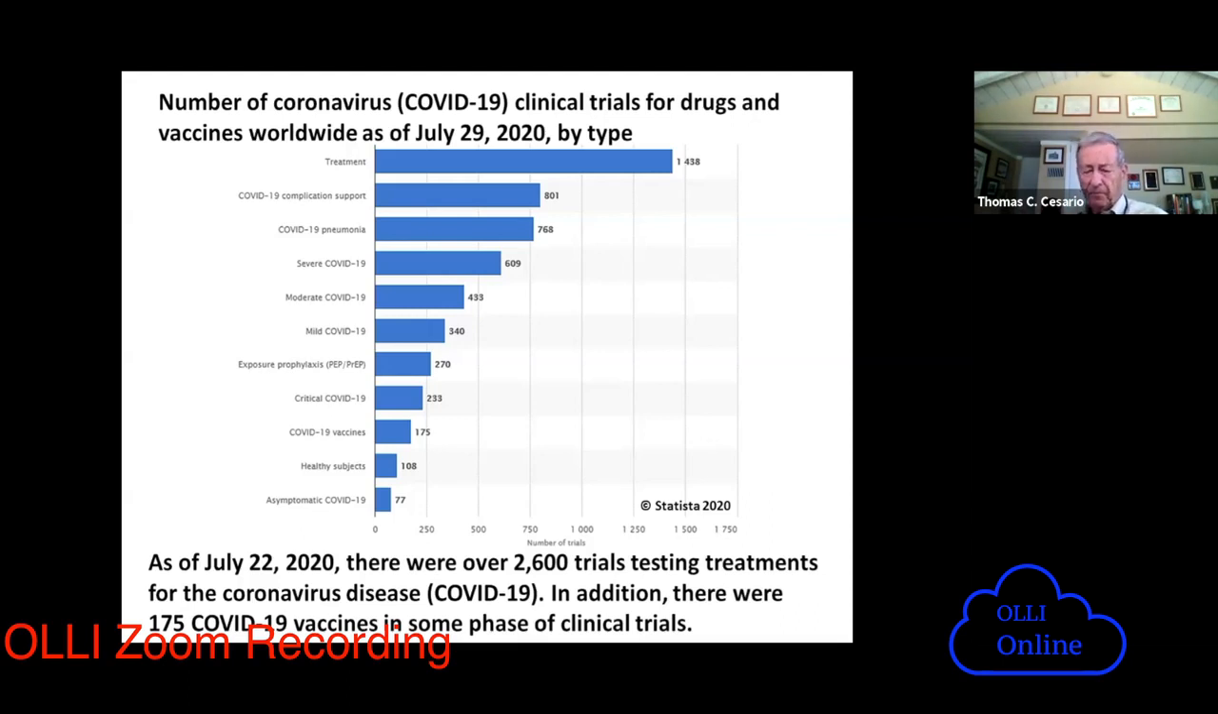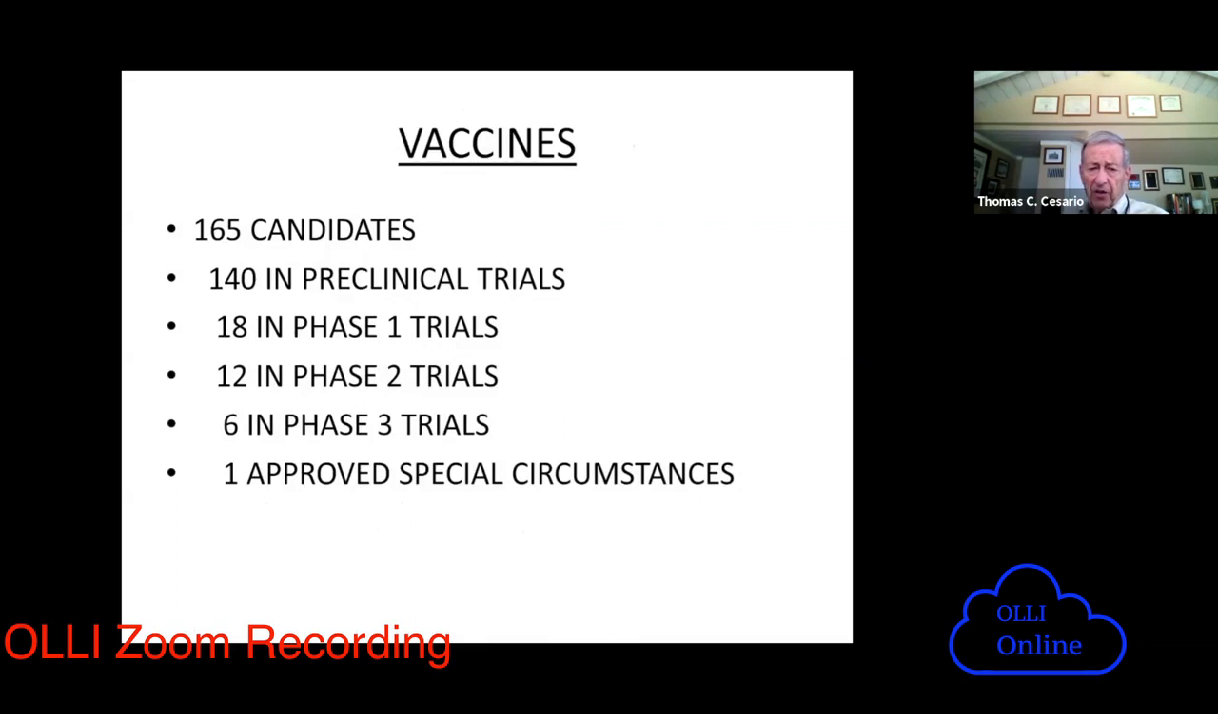Next slide. So the next slide I want to talk about is the vaccine. Where are we with the vaccine? Well, everybody's trying to develop a vaccine. 165 candidates that are out there.